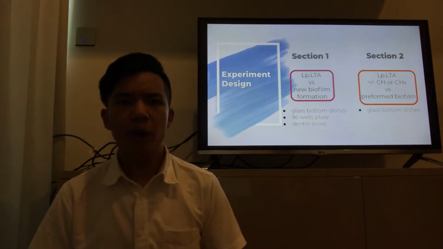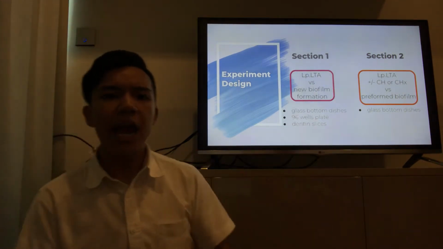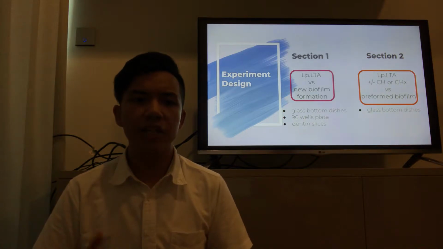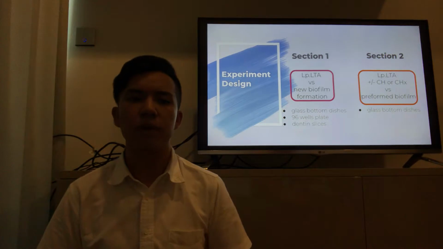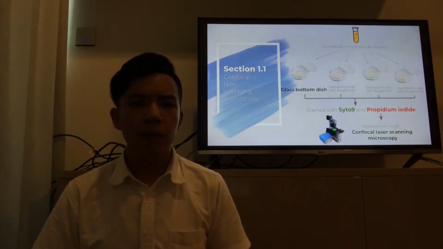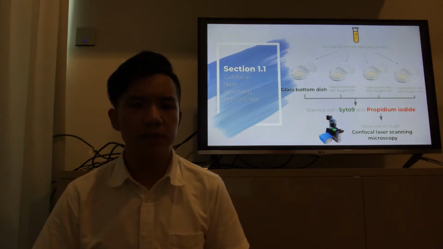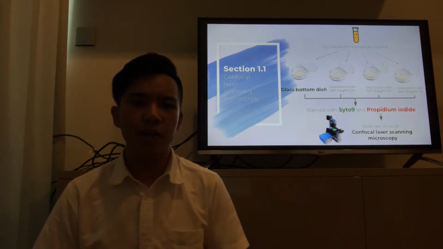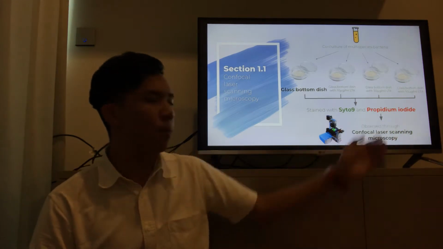The experiment was divided into two main sections. The first section is about LP-LTA inhibiting biofilm formation, and the second one is about LP-LTA disrupting preformed multi-species biofilm. The first section was subdivided into three parts. First, beginning with anaerobically culturing of mixed bacteria on glass bottom dishes with or without LP-LTA in different concentrations. Next, staining slides with cyanine and propidium iodide, and then observing through confocal laser microscopy.